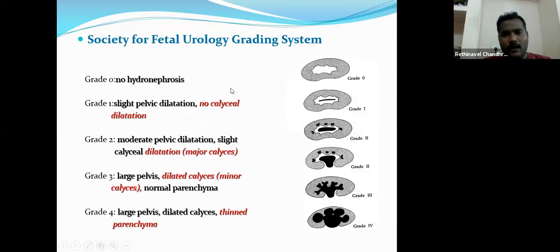So this is the grading, not much more important. In hydronephrosis, initially there is no calyceal dilatation, that is grade 1. Grade 2 is major calyces alone dilated. Grade 3 is minor calyces also dilated. Grade 4 is the entire collecting system dilated, and the parenchyma is also thinned out. This is the grading of the hydronephrosis.